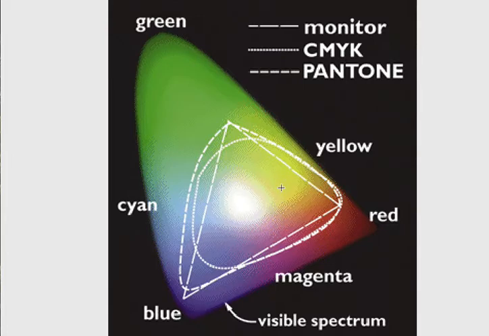So we cannot always get exactly the greens that we see, exactly the purples, exactly all the reds. We just need to get either as close as what we see or the colors that will give us the mood or the feeling that we want in our painting.